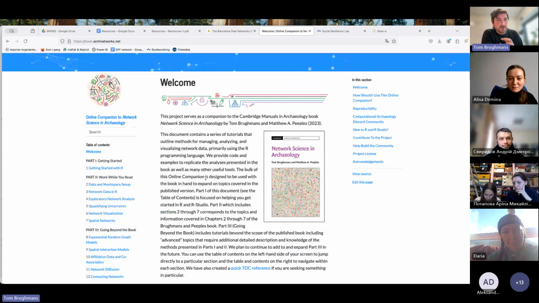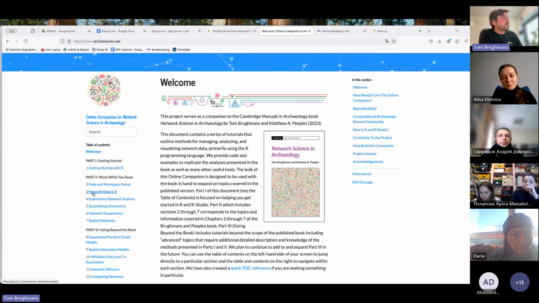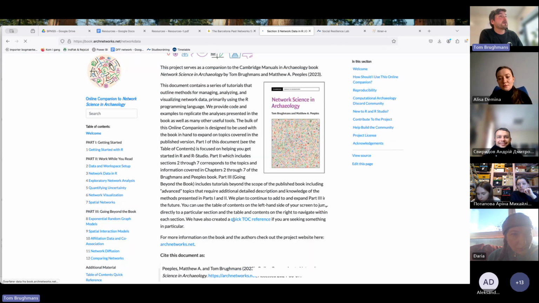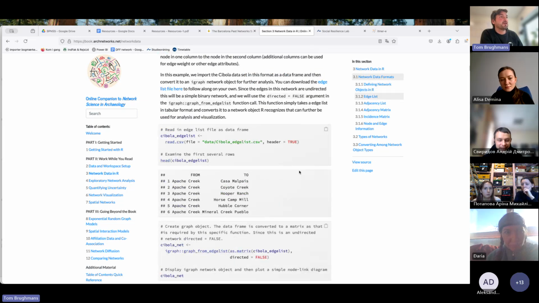And so basically everything we say in the book is shown here in code. All of the data sets that we use in the book, you can download them here. There's R code here that you can just copy and paste to then visualize a network.